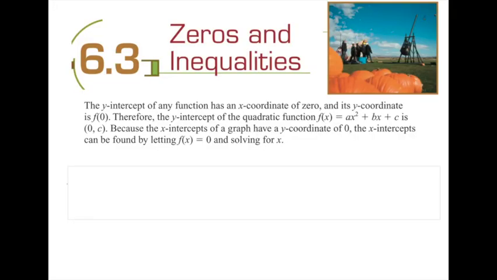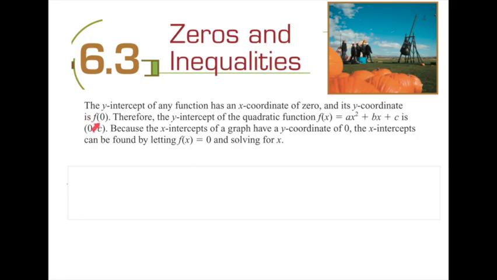All right, so the first thing they talk about is something that you are familiar with. It is the y-intercept. The y-intercept of any function has an x-coordinate of 0. So if it crosses the y-axis, automatically you know x is 0, because anywhere on that y-axis, your x value is 0. So it says it has an x-coordinate of 0, and its coordinate is f of 0.